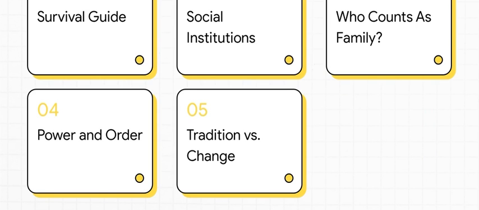All right, here's the game plan for today. We're going to start with the absolute basic problems every society has to solve to survive. Then we'll define what a social institution actually is. From there, we'll dive into two super interesting examples, family and politics. And finally, we'll look at what happens when these age-old blueprints start to change.